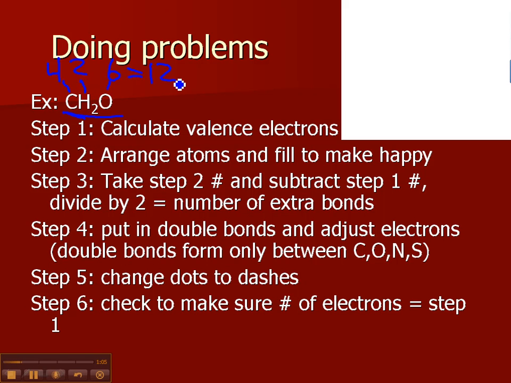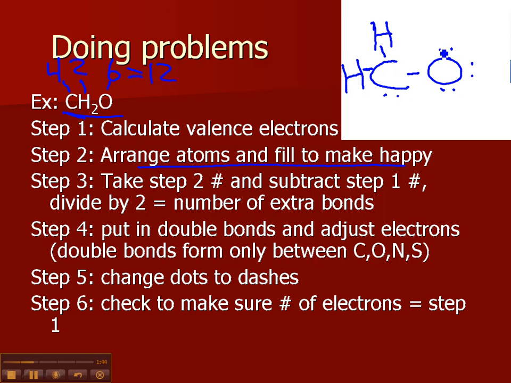We need to make everyone happy with 12 electrons. Now, remember, everyone has to be touching 8 electrons, except for hydrogen, which has to be touching 2 electrons. Next thing you do, you arrange the atoms, and you fill in the electrons needed to make them happy. So I'm going to put a carbon in the middle. Hydrogens, one on top, one on the side of it. Then I'm going to throw in the oxygen next door. Make them all happy. A dash stands for 2 electrons, so we're going to go 1, 2, 3, 4, 5, 6, 7, 8, 9, 10, 11, 12, 13, 14.